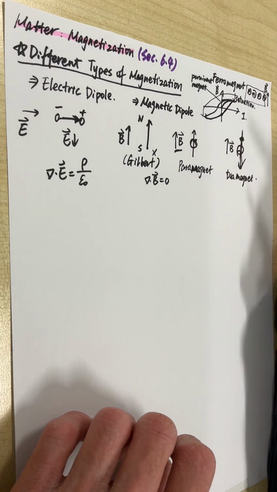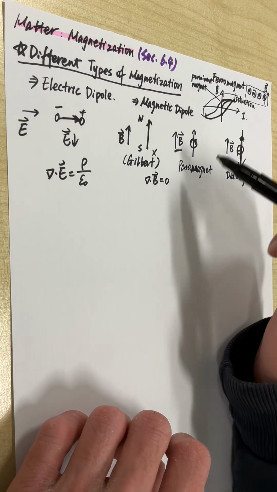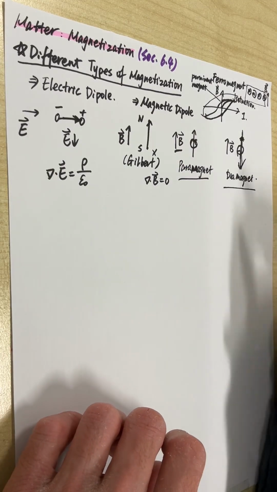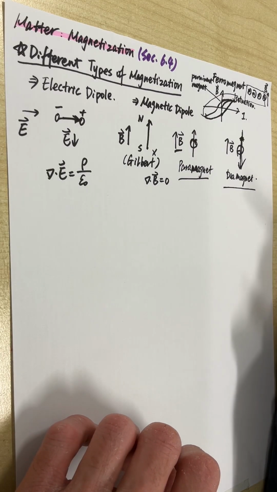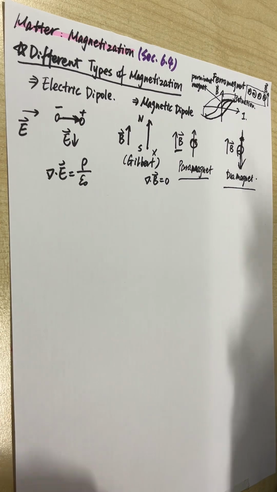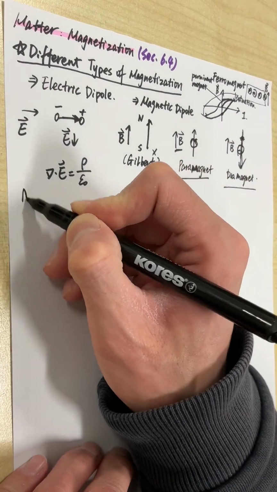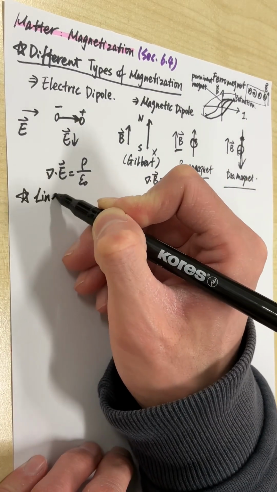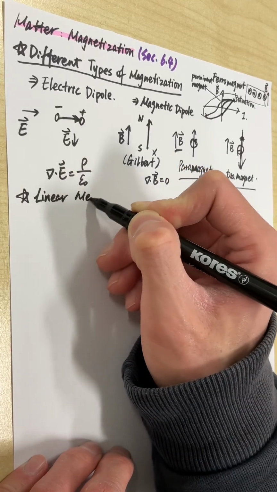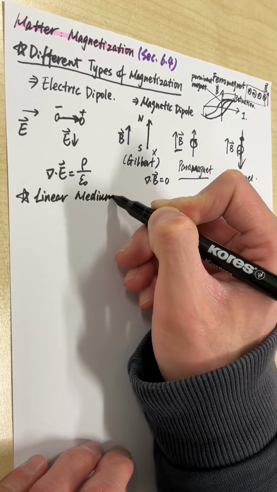So a ferromagnet is never linear. We care more about these two cases where we can have linear media. So what happens in a linear medium?